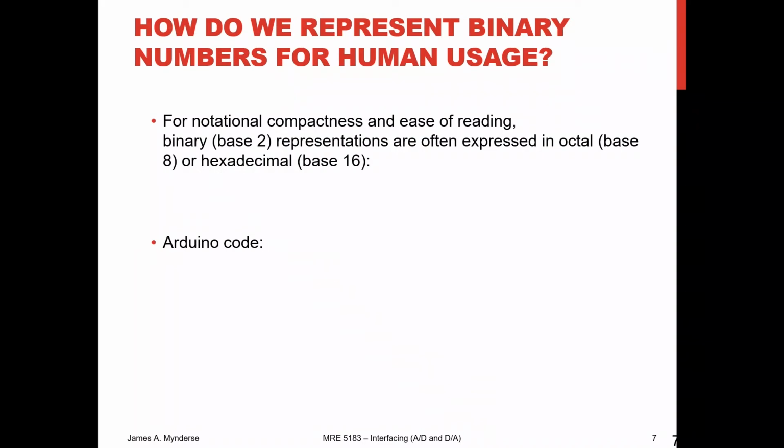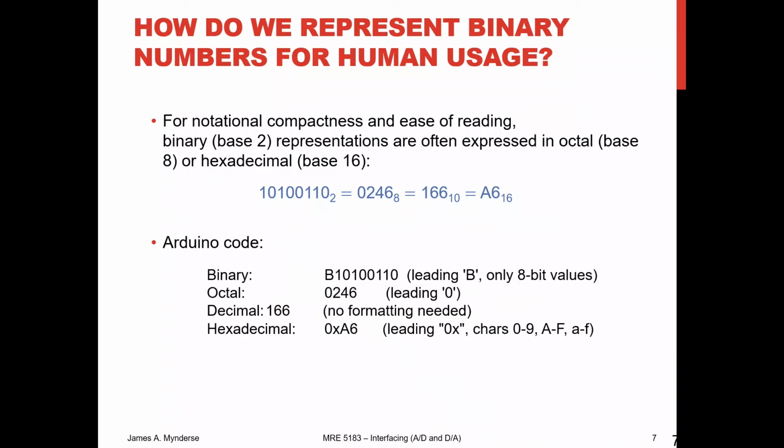So how do we represent this for people to read? Well, as I said, we're going to subscript these things to make sure that we know which one we're dealing with. Even though we often are thinking in terms of binary, we will represent in terms of hexadecimal. It's just the most compact. In terms of your Arduino code, you can use things like this leading B or this leading 0x in order to identify for the user which type of representation you're using. And if you're using decimal, there's no formatting needed.